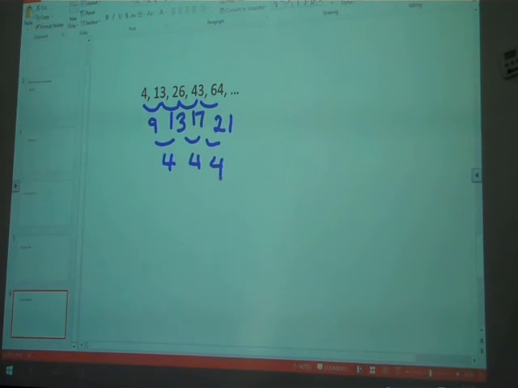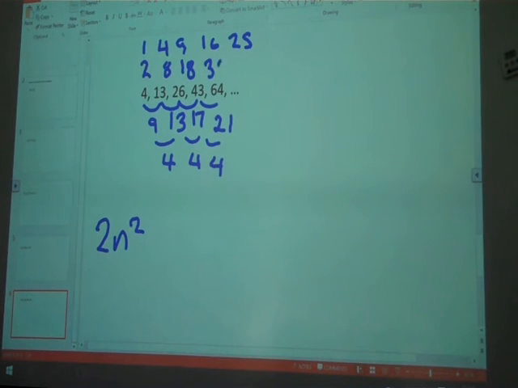Yes. So how many n squared? 2. Brilliant, 2n squared. So what I suggest you do is right above, I would firstly say 1, 4, 9, 16, 25. And then double it for 2n squared. So 2, 8, 18, 32, and 50. Are you happy with that?